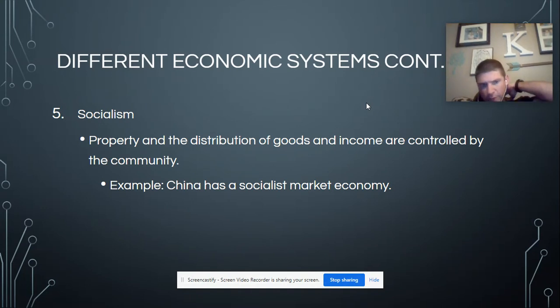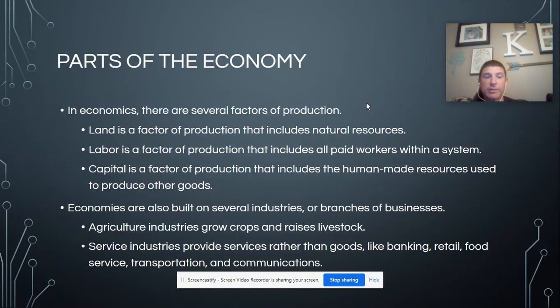And this last term I already referenced, socialism: property and the distribution of goods and income are controlled by the community. So China has moved away from a command economy and more to this socialist market economy that has a blend of both. They have more government control than we would have in the United States, but socialism is more of a blend of those two. They get a little confusing, especially communism and socialism, because those terms are often intermixed. I think it's important to know some of the similarities and differences between those.